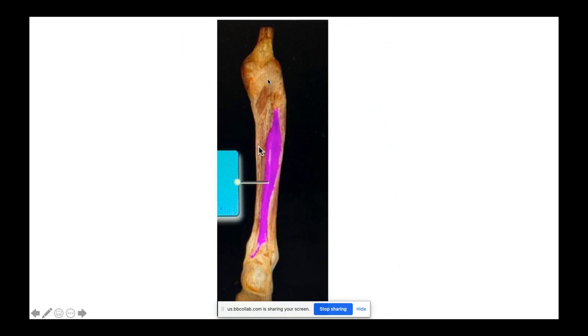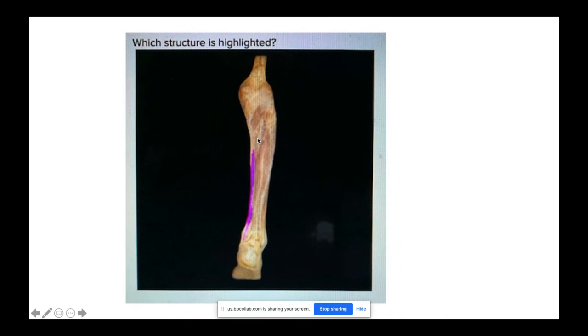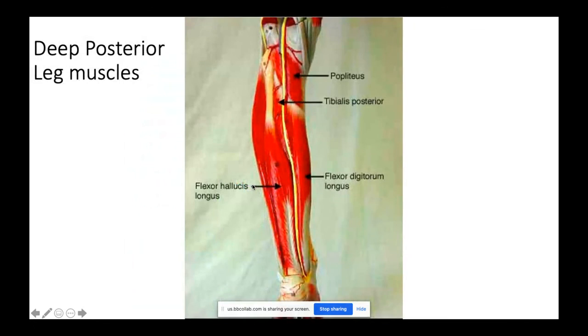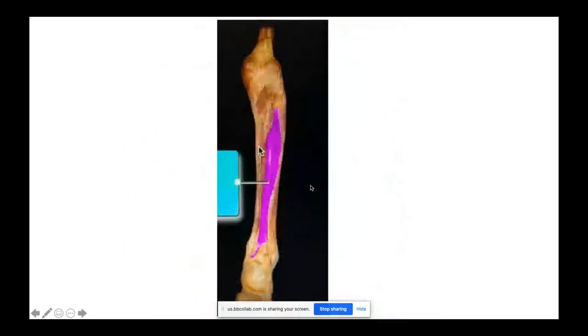So here, this is the posterior, this is the popliteus, this is the knee. This is the tibialis posterior. This one here, let's go back, it's a medial muscle. Let's look. Here, it's the medial flexor digitorum longus, right along the inside.